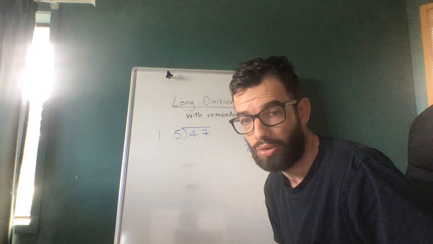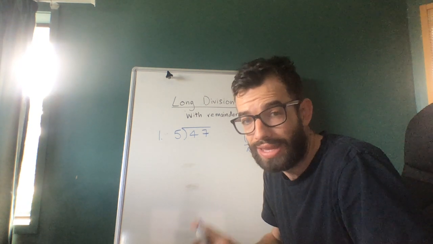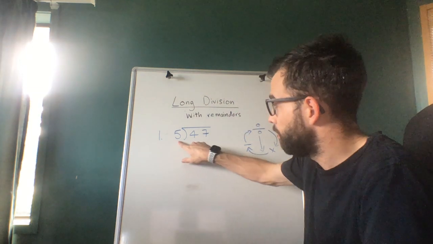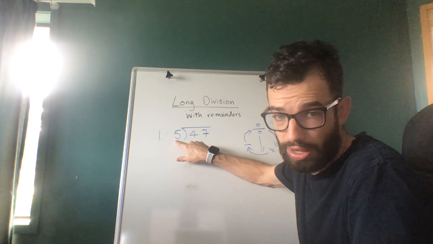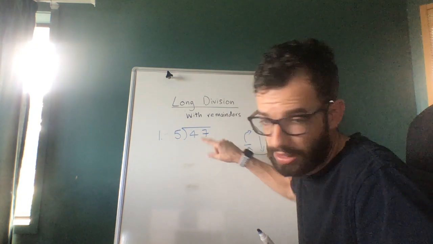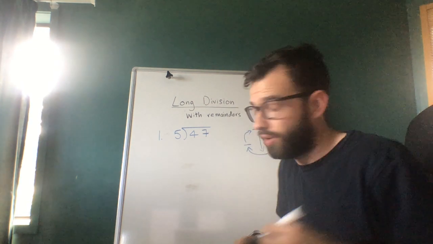So in this video, we're now figuring out what happens when we get remainders. Remainders are when we have numbers that are left over that can't be divided by the number we're dividing by. So in this case, we're dividing by 5, and 47 is going to give us some remainders when we divide it. So let's start by following our process.